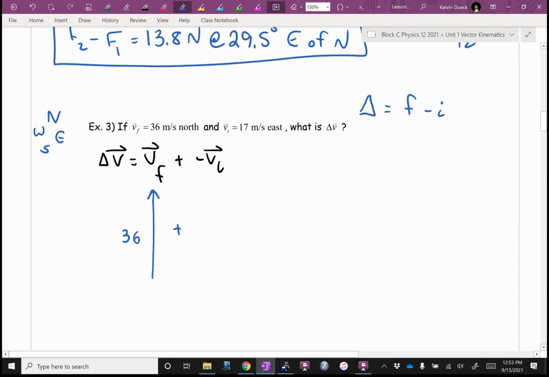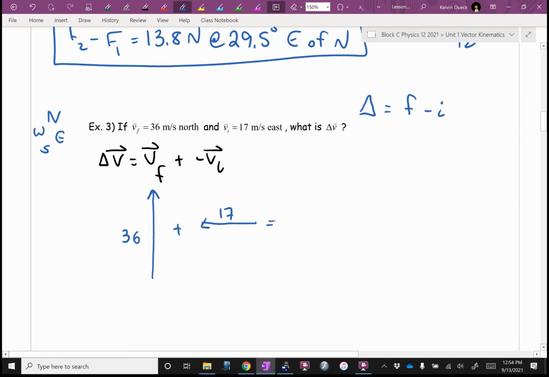What's V initial originally before we muck around with it? Magnitude and direction. That'd be 17. So what's negative V initial? Still 17, but which is going to be to the left, and it's about half as long as the 36. I'll eyeball it. These are the two that I'm going to add together tip to tail.